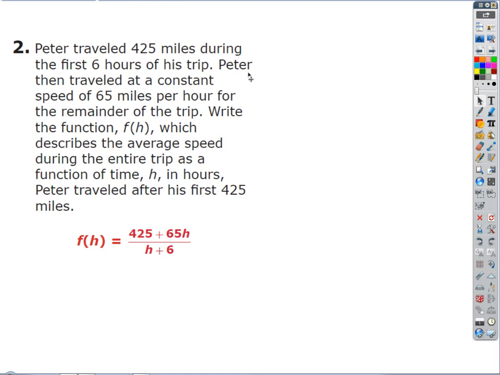If we want to write a function which describes the average speed during the entire trip, well then you see that it's going to have to be h plus 6, right? Because h is how far he travels at 65 miles an hour, but it took him 6 hours to go 425. That's the tricky part, I think, is that you have to make sure you're dividing by the whole time, right?